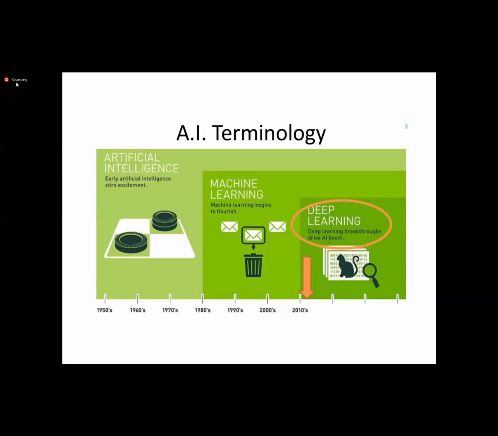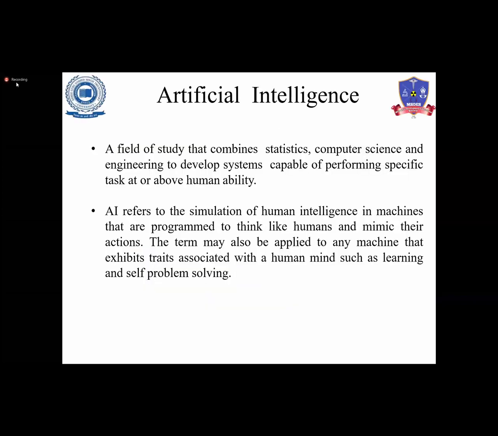So what is machine learning and what is deep learning? Let's have a look. It's a field of study that combines statistics, computer science, and engineering to develop systems capable of performing a specific task at or above human ability. And AI refers to the simulation of human intelligence in machines that are programmed to think like humans and mimic their actions. The term may also be applied to any machine that exhibits traits associated with the human mind, such as learning and problem solving.